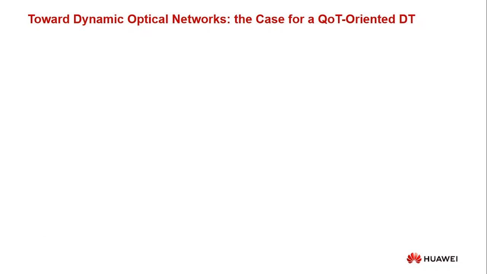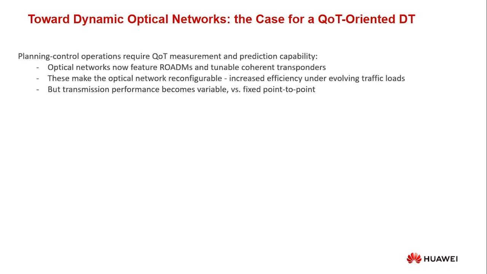Now, the digital twin we're talking about in this talk is specifically one that is quality of transport, or QoT, oriented, that looks to assess and predict the transmission performance, really available margin, on actual optical connections or prospective ones in some hypothetical network configuration. Planning, control, and operations really require that kind of capability.